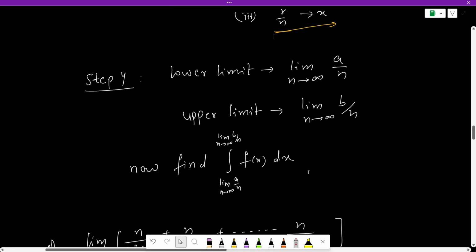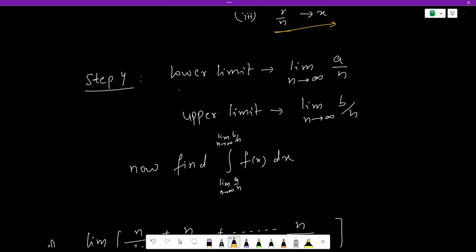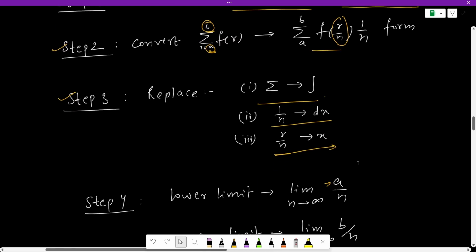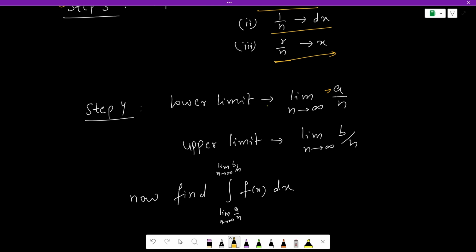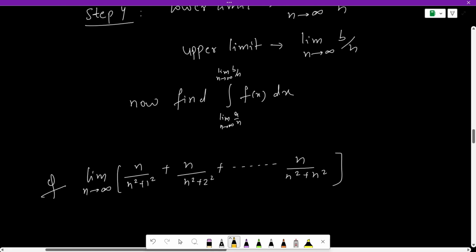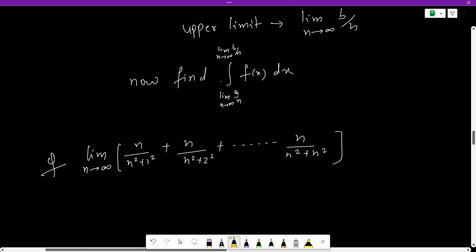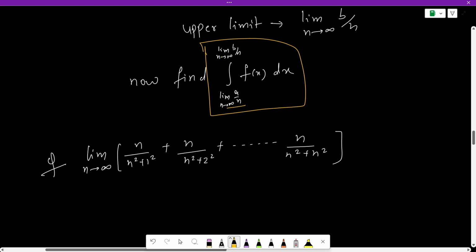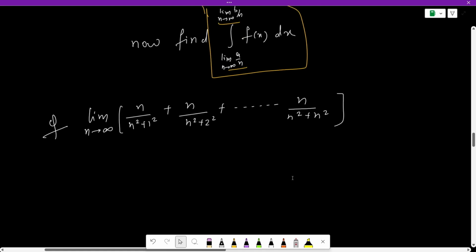Then step 4 is to find the lower limit and upper limit of the integration. So the lower limit of integration is a by n, as n tends to infinity. Now what is a? a is the lower limit of the summation, right? And similarly we will find the upper limit, that will be b by n, as n tends to infinity. And finally we need to find this complete integral, that is f(x) dx, with the limits we found above. Now let's see some questions on this.